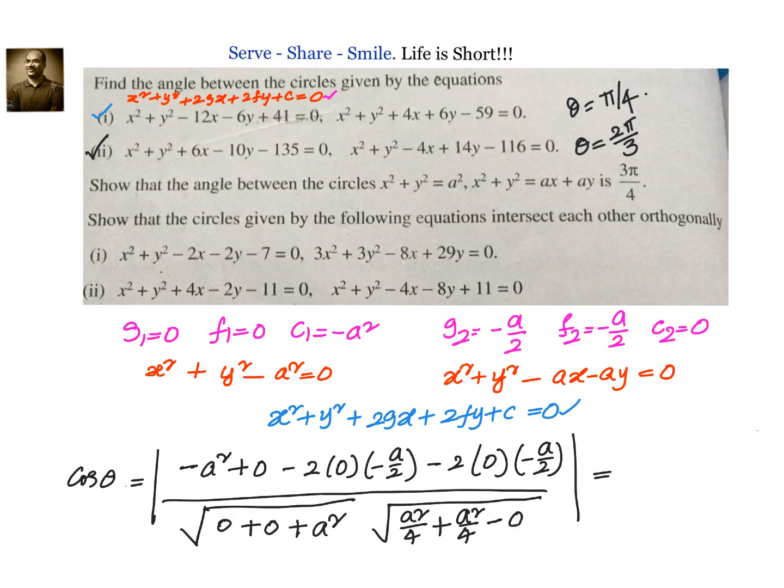So let us simplify this and see what happens here. This will be minus a square in the numerator, because anything you multiply with 0 will be 0 only. In the denominator, you can see for the first square root a, and for the second square root we will have 2a square by 4, that is a square by 2. So that will be a by root 2.